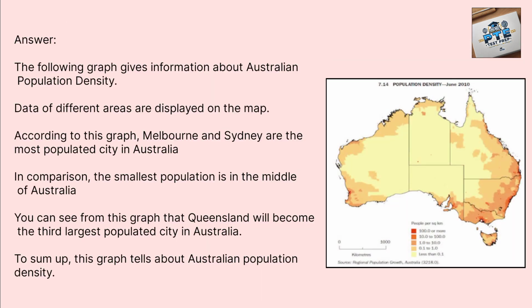The following graph gives information about Australian population density. Data of different areas are displayed on the map. According to this graph, Melbourne and Sydney are the most populated cities in Australia.